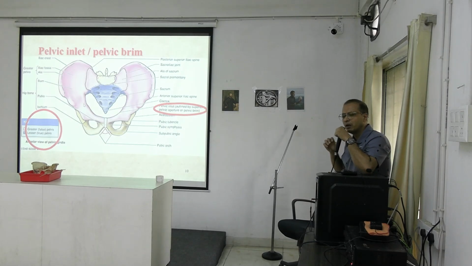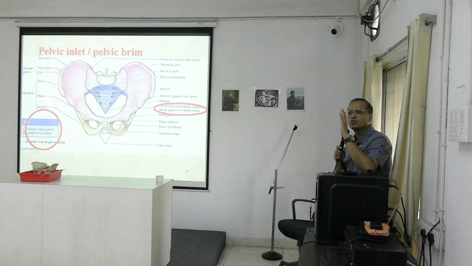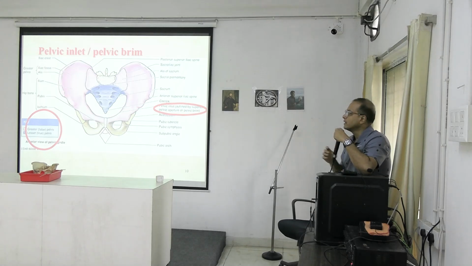What is the significance of this pelvic brim? It separates the pelvic cavity into two halves, above and below: the false pelvis and the true pelvis. Again, this is an imaginary line. We call this the pelvic inlet. That means this pelvic cavity is a bony cavity, and this inlet is the doorway through which we enter the pelvic cavity. That's why it is known as the pelvic inlet, the way towards the pelvic cavity.